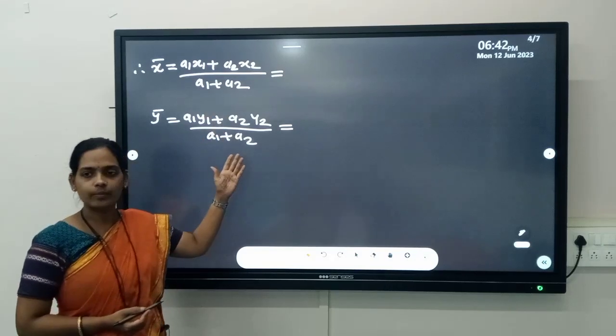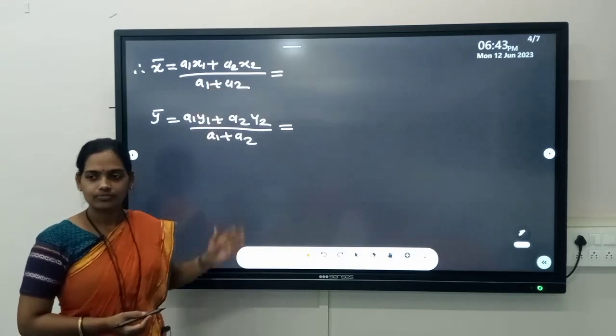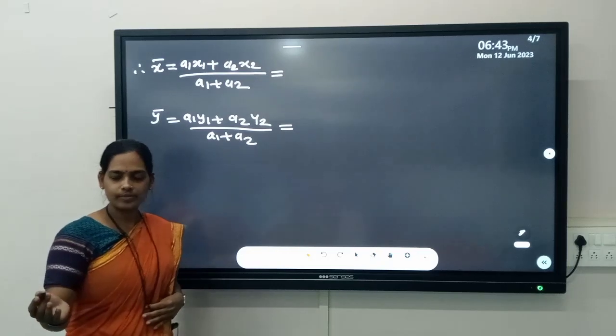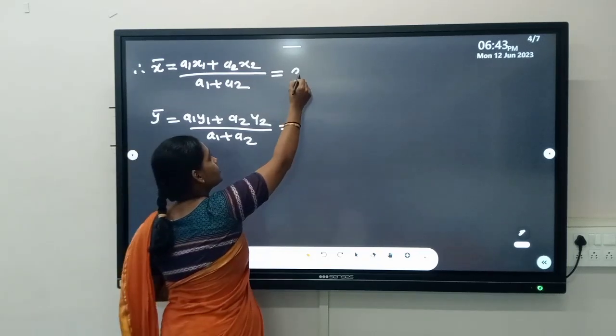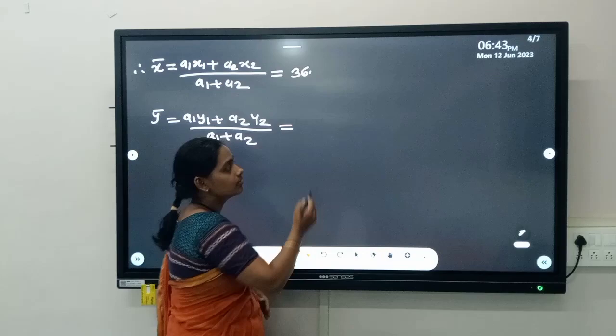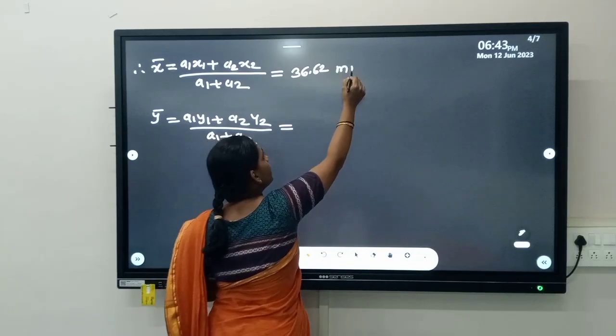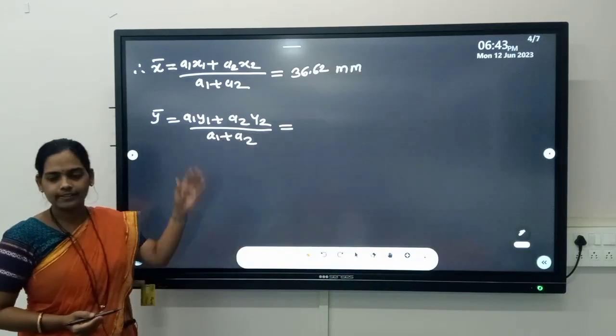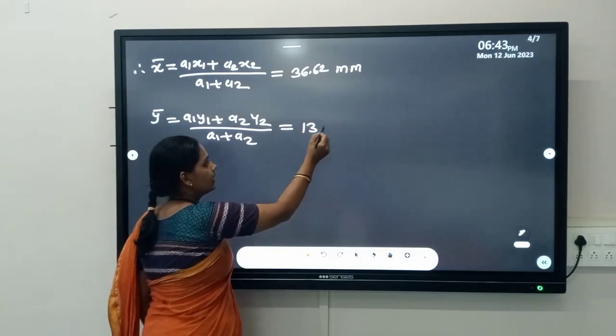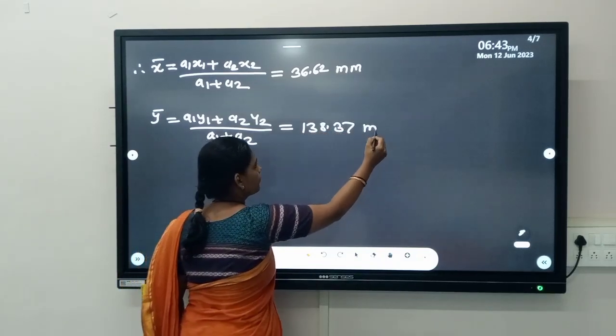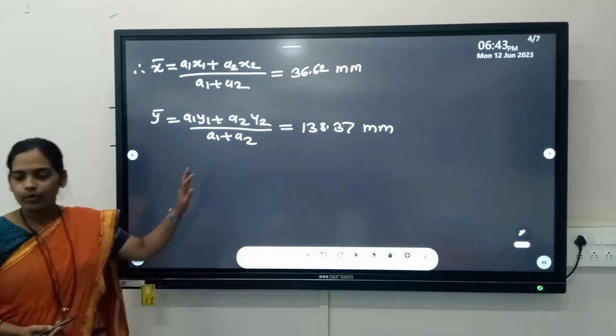Just put the values and tell me the value of x bar and y bar. What is the value of x bar? 36.62. The unit will be mm. Tell me the value of y bar. 138.37 mm. Good.